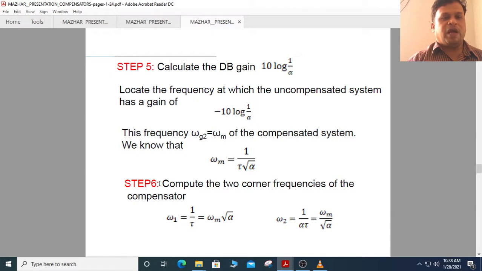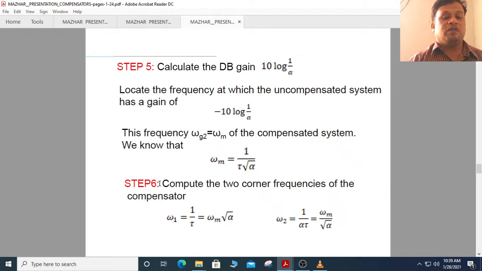Step 5, calculate the dB gain 10 log 1 by alpha, and locate the frequency at which the uncompensated system has a gain of minus 10 log 1 by alpha. This frequency omega G2 is equal to omega m of the compensated system, given by omega m is equal to 1 by root alpha. So if this process is over, then go to step 6.